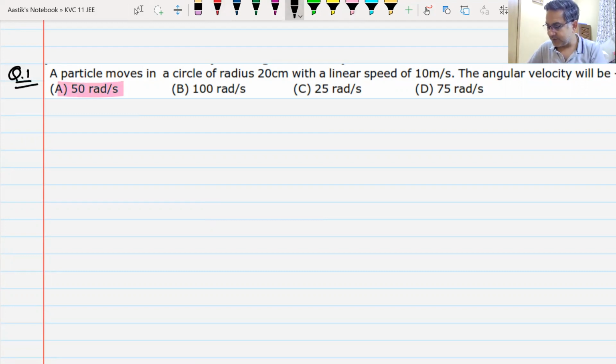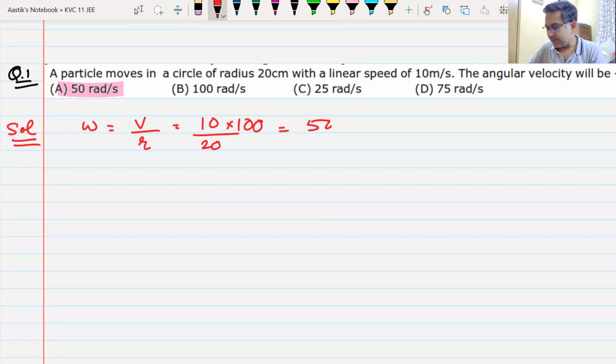How are we supposed to do this? Omega, they are asking speed divided by r. Speed is 10, and r is 20 centimeters. You convert it into meters and you get 50 rad per sec. That is the answer for this one. I hope we have got this one. Yes or no?